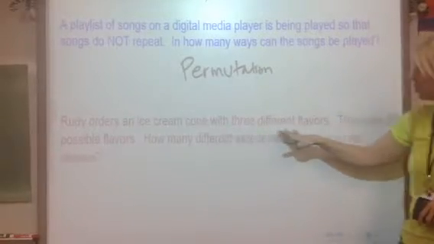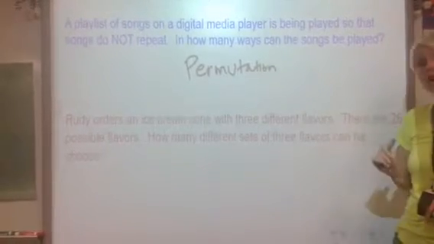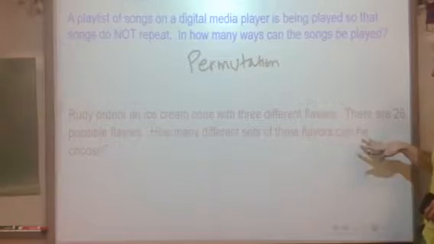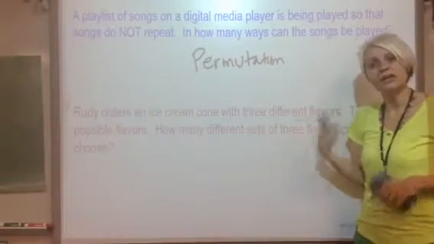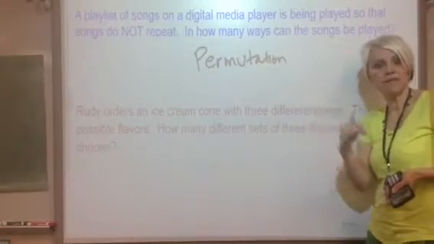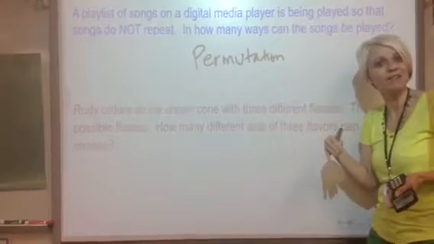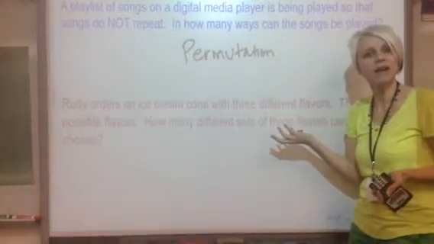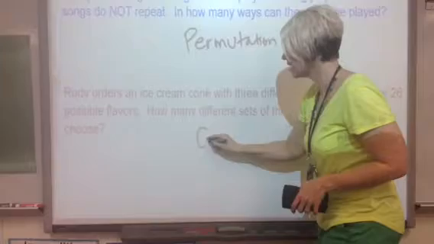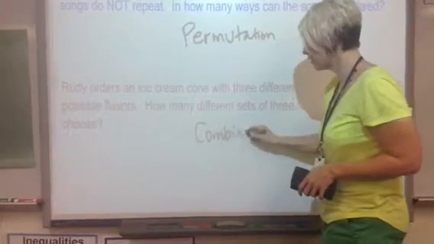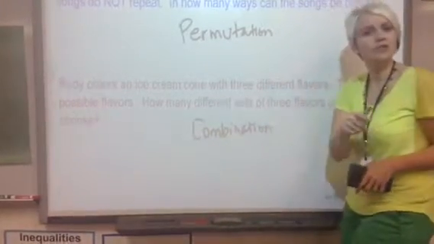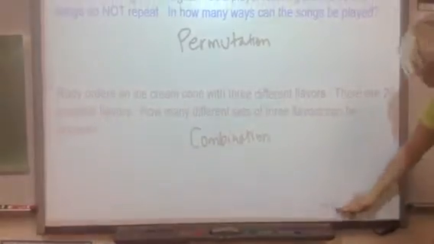Rudy orders an ice cream cone with 3 different flavors. There are 26 possible flavors. How many different sets of the 3 flavors can he choose? Like, could he do a vanilla, chocolate, vanilla? Is it okay if he repeats that vanilla? Yeah, that's totally fine. Rudy's going to be okay with that. So that's a combination because the order of the flavors does not matter. So you try the examples in your notes.